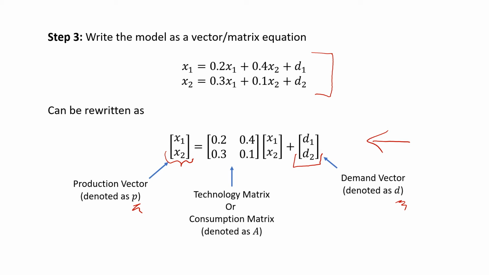This matrix in the middle essentially describes how much of each sector of your economy is needed for internal usage before you can export anything, before you have any surplus. This is called the technology matrix, or it's also called the consumption matrix. And in these equations it's often denoted with a capital letter A.